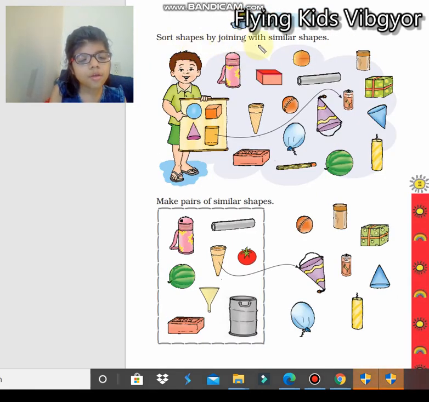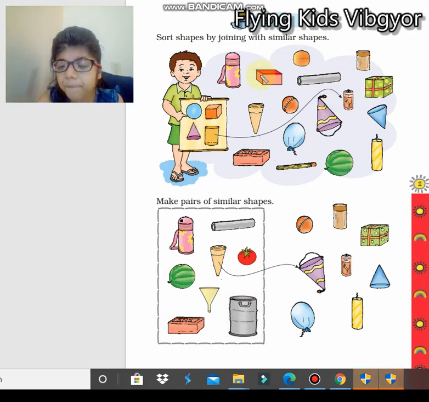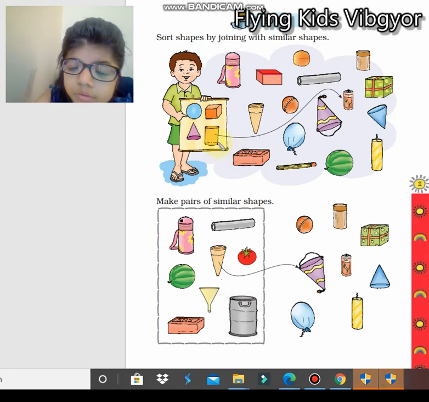Sort shapes by joining with similar shapes. So here we can see this boy is holding a chart and it has 4 different shapes on this chart. First one is sphere, second one is cube, third one is cylinder, and the fourth one is a cone. So there are different objects which we can see there, and we have to match these objects with these shapes on the chart. Okay? So the first one is already done.